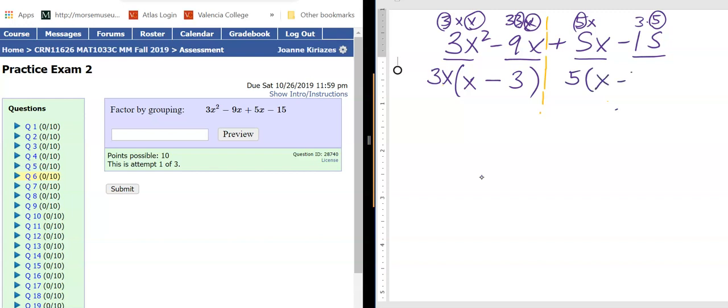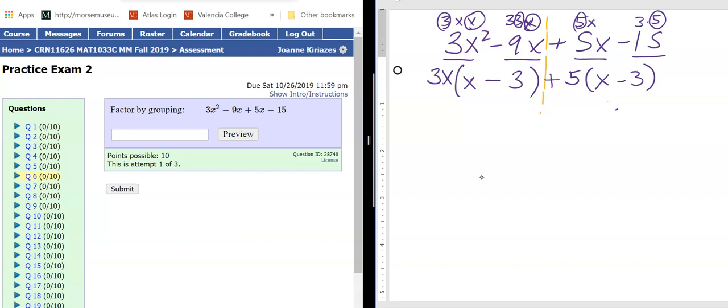And that leaves me x minus 3. Okay? Now, once you have them factored, you're going to reunite them. Well, since that's a 5 and it has no sign to the left, we know it's plus. Okay. Now, what you want to do is ask yourself, what is your greatest common factor?